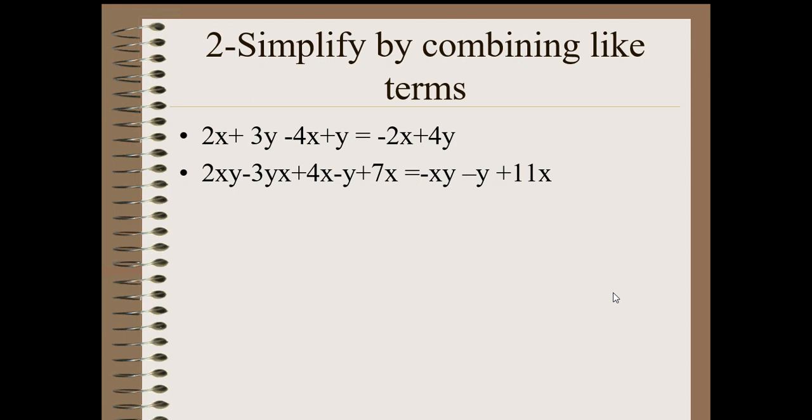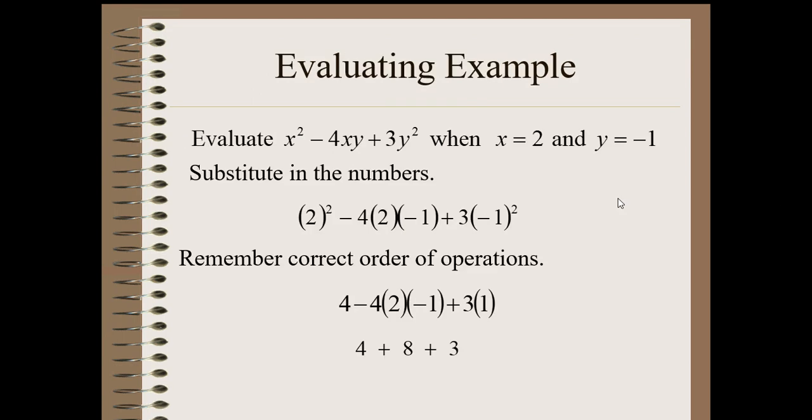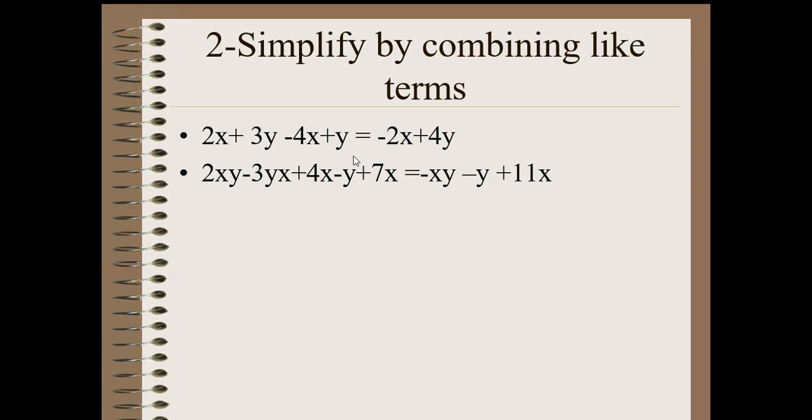Part 2 now, I'm done with the evaluating. How to simplify expressions by combining like terms. It's very simple. So here, for example, I have 2x plus 3y minus 4x plus y. How are we gonna simplify it? Which terms are the like terms? I have 2x and minus 4x gives me minus 2x. 3y plus y, 4y. Very simple and very easy.